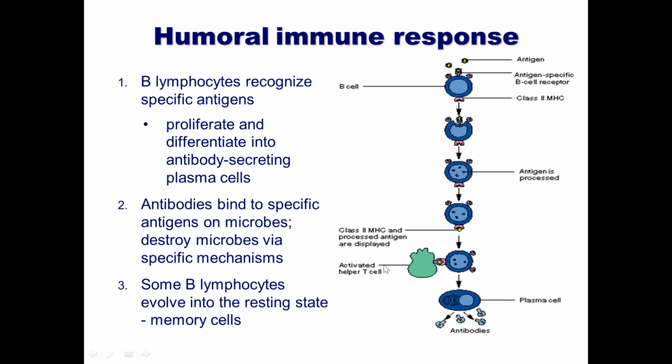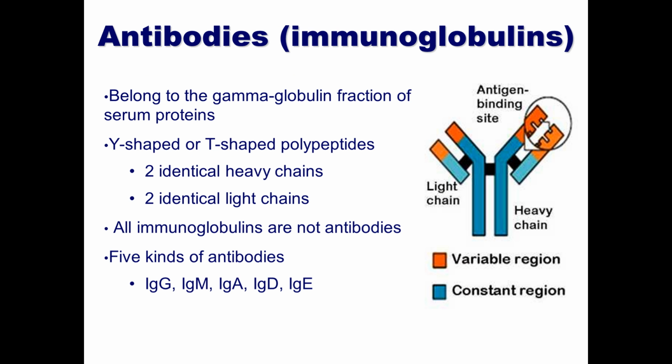The helper T cell is activated. What happens here? When the helper T cell is activated, this B cell differentiates into plasma cells and memory cells. These plasma cells produce antibody so that these viral particles or antigens will be killed, and the memory cells help in recognizing this infection at a later time. Clear?